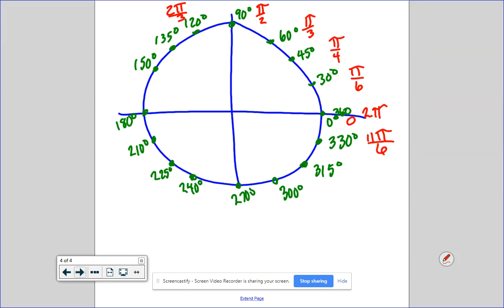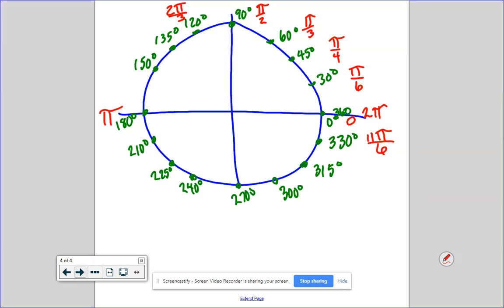So then, if I add 60 again, what's the next number that goes into that? 180, which, we already said, is pi, which is 3 pi over 3. We understand that? Let me explain again. 60 degrees is 1 pi over 3. I add 60. That gets me to 120, which is 2 pi over 3. You add 60 again. That gets you to 180, which is just pi because it's 3 pi over 3.